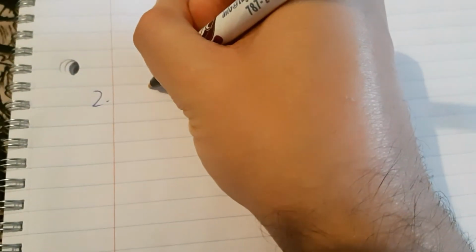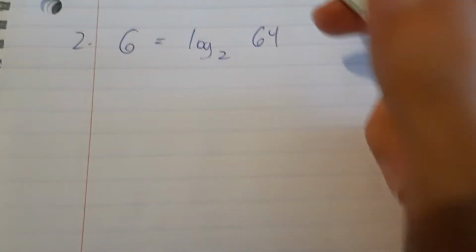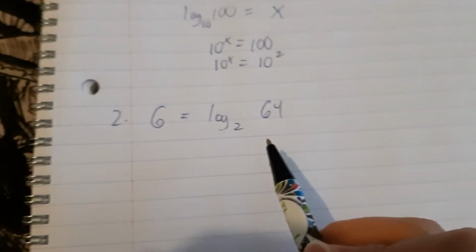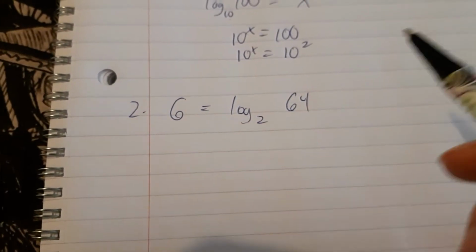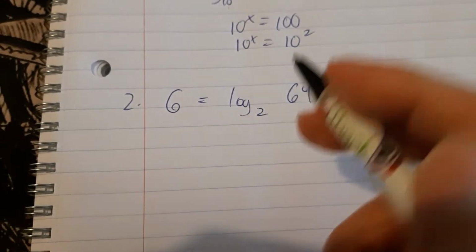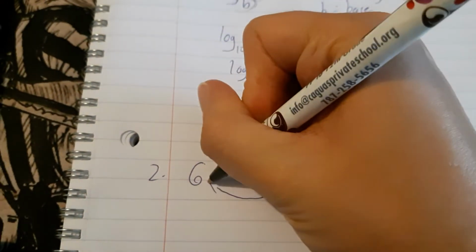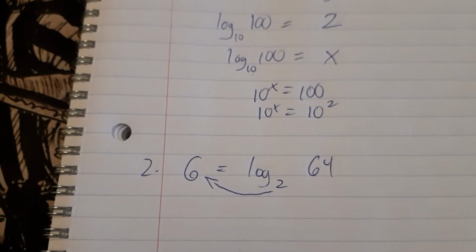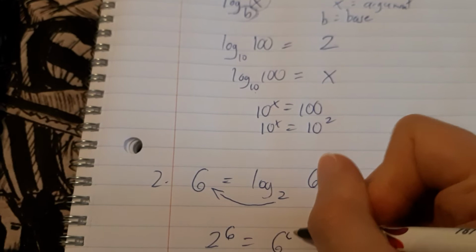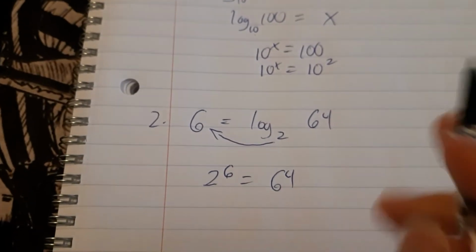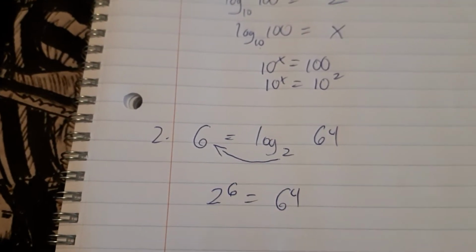So number 2 is 6 is equal to logarithm base 2 of 64. So all we have to do is write this in the equivalent exponential form. We don't actually have to solve it. So 2, we elevate it to this number. So it would be 2 to the power of 6 must be equal to 64. And that's it. That's all you have to do for these problems.